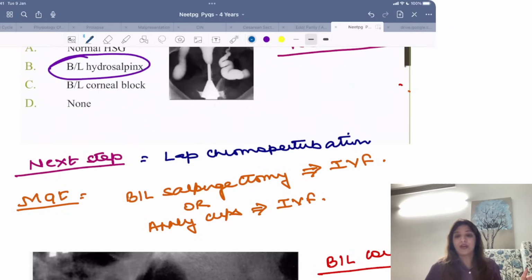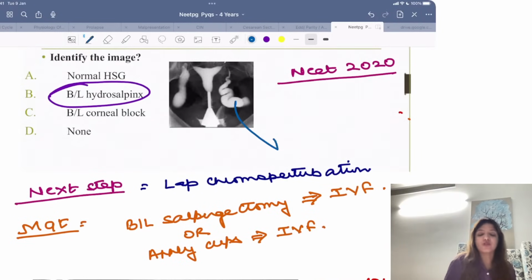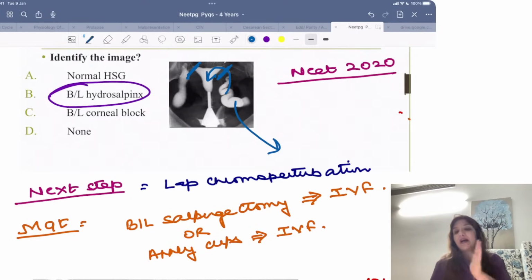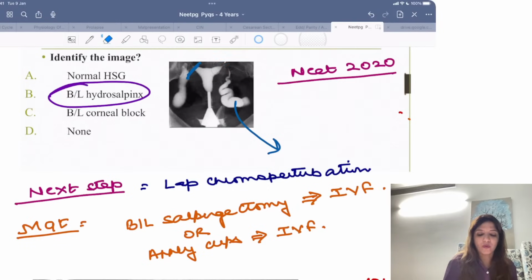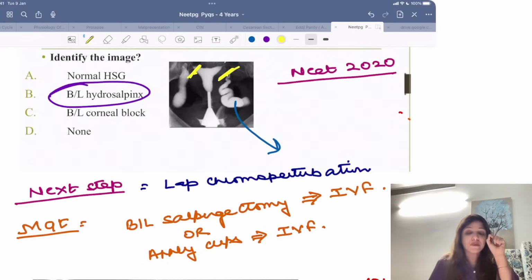But if I do IVF, the fluid which is present in hydrosalpinx is embryotoxic. So when I do IVF, this fluid will come into the uterine cavity and it is going to kill the fetus. That is why I have to first remove these tubes followed by IVF. That is, do a bilateral salpingectomy followed by IVF. These days, instead of doing bilateral salpingectomy, some clips are available. Those clips can also be applied at the cornual end and that can be followed by IVF. Clear to all of you?